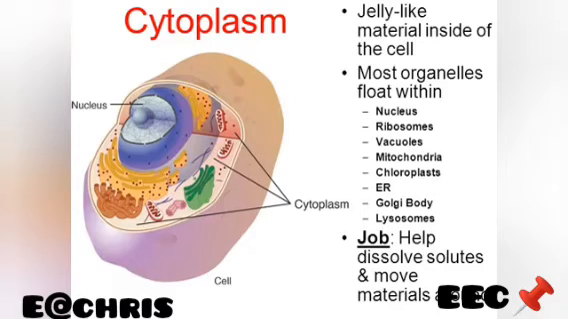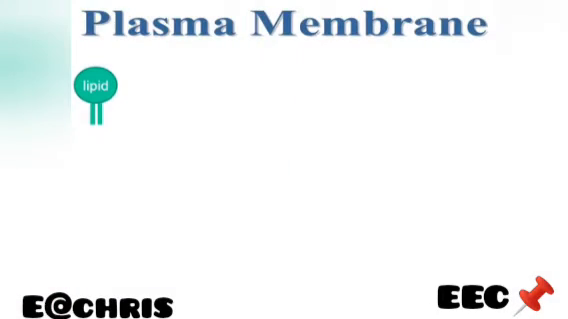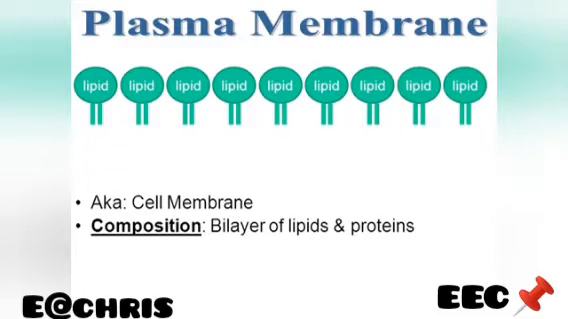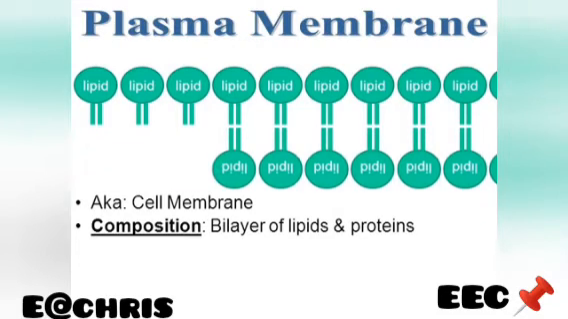Let us see the next organelle, which is called the plasma membrane. You can also call it the cell membrane. It's composed of a bilayer of lipids and proteins. These are the composition of the plasma membrane. The plasma membrane surrounds the cytoplasm. Those layers surrounding the cytoplasm are what we call the plasma membrane, which is composed of a bilayer of lipid and protein.